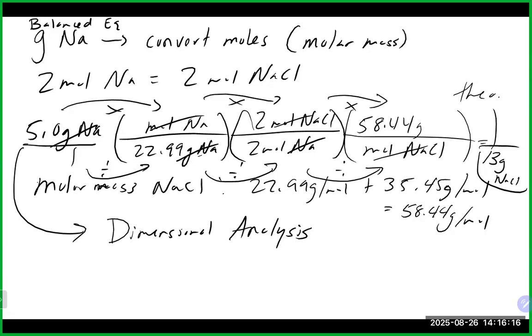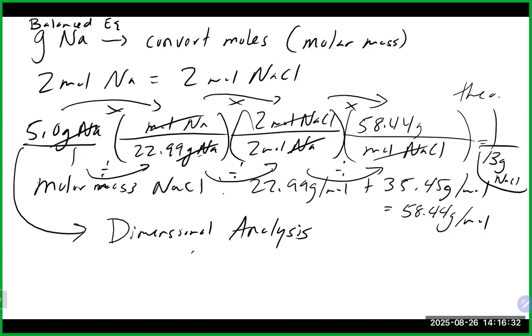Remember that if we have exact numbers, which are things that are counted or definitions, especially metric to metric or English to English, we don't worry about those when we're thinking about sig figs. It's only really measured numbers that we do. Any questions on that? That is basic stoichiometry.